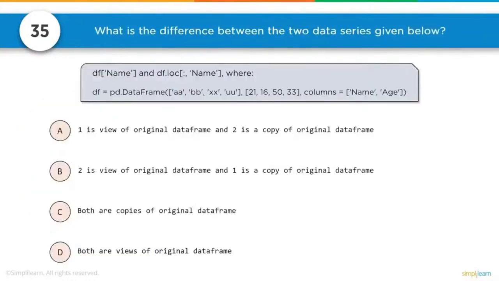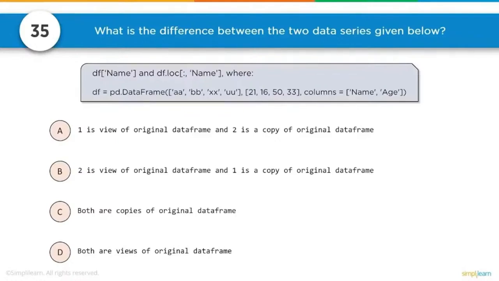Number 35. What is the difference between the two data series given below? Below we have df name and df location, with brackets and asterisks around name, comma, where. And then we have df equals pd.DataFrame, AABBXXUU, comma, 21, 16, 50, 33, columns equal name and age. So let's take a look and see what they're looking at.